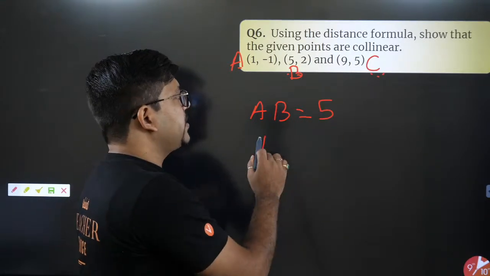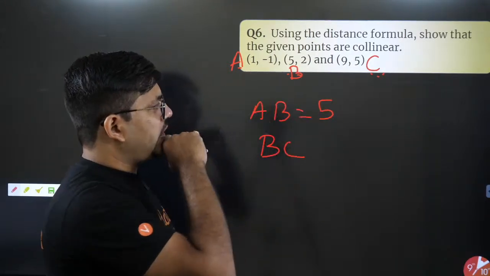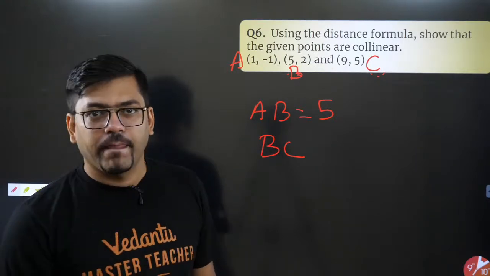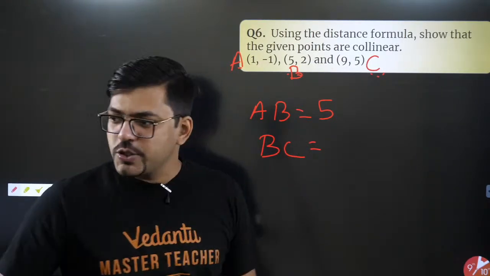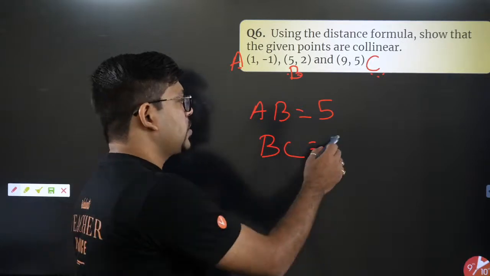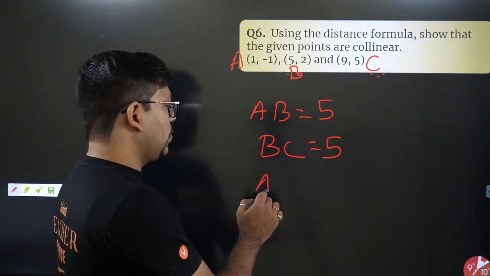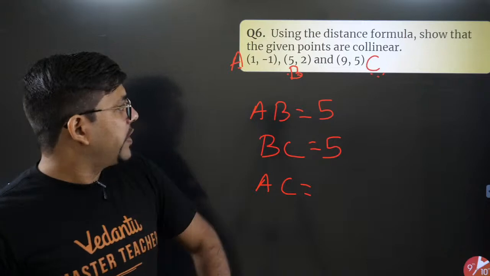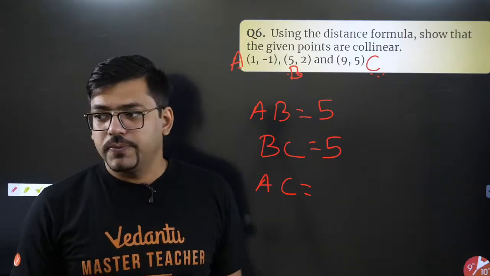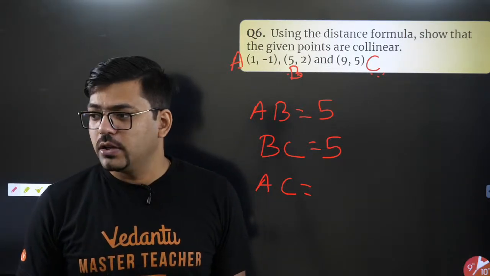So AB, people are saying it's 5. Absolutely right. BC, who is going to say BC? 9, 5, and what's BC? What's BC, people? BC is also 5. Absolutely right. It's also 5. And what is AC? What's the length of AC? Come on. 8, 6. What's the length of AC?